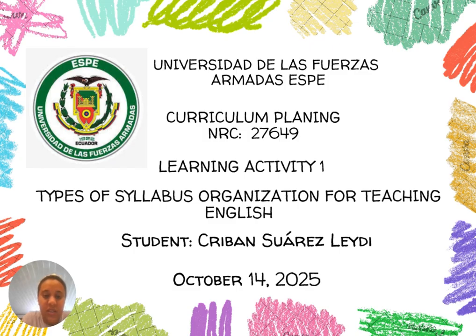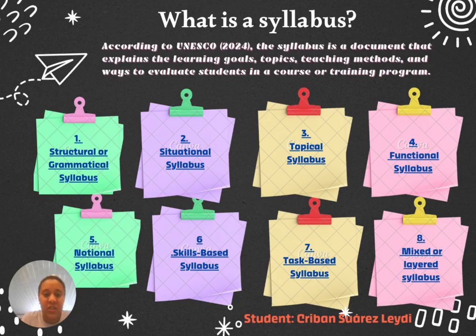This is the Learning Activity 1 for Curriculum Planning subject. And in this video, I'm going to talk about types of syllabus organization for teaching English. As we can see on the screen, we have different types or models of syllabus. We have structural, situational, topical, functional, notional, skills-based, task-based, and mixed.